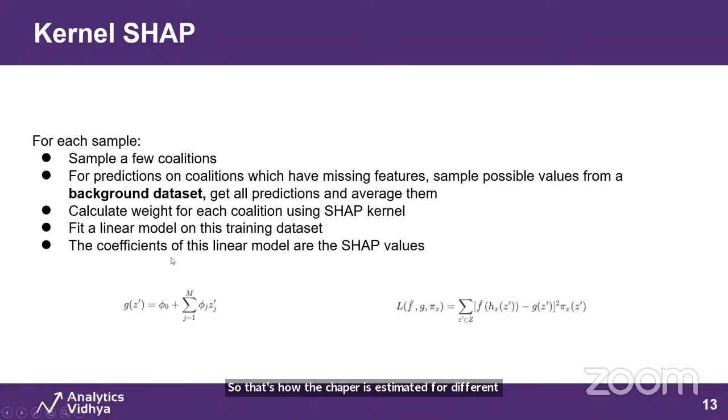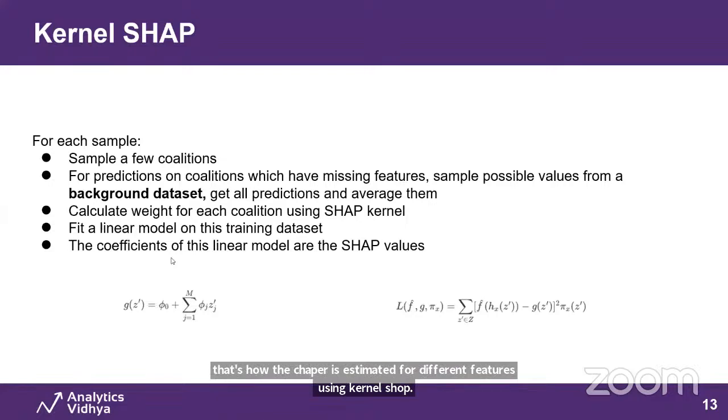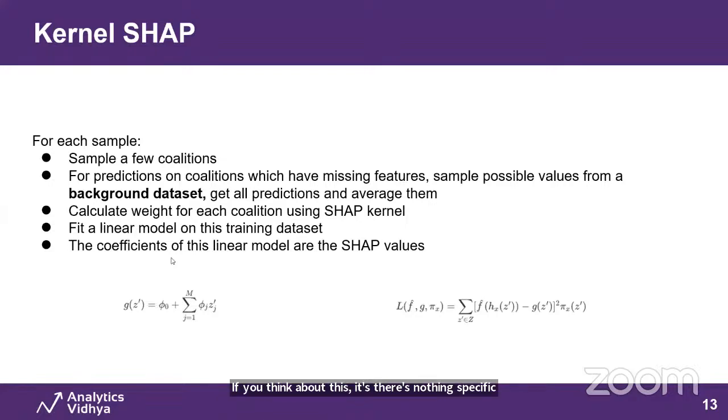If you think about this, there's nothing specific to our model here. We just need the model predictions. We have not made any assumptions regarding how the model is. So this is a model agnostic approach, Kernel SHAP.